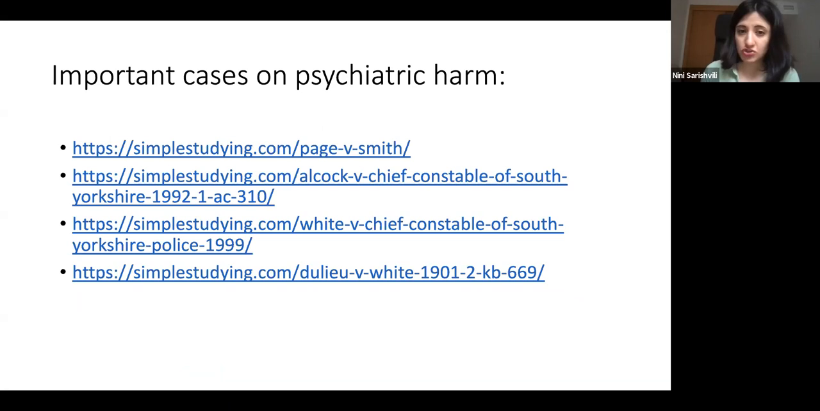Important cases that you should read on psychiatric harm, both for primary and secondary victims, are the Page v Smith and Alcock cases, which set out the requirements for secondary victim cases, and White v Chief Constable of South Yorkshire. This is especially important for secondary victims, in order for you to understand what a secondary victim is and what the requirements are to establish whether or not someone is a secondary victim. It is set out in Alcock and White, these two cases.